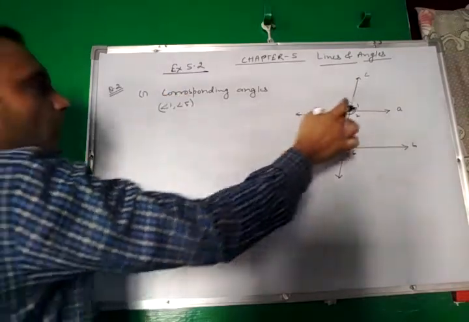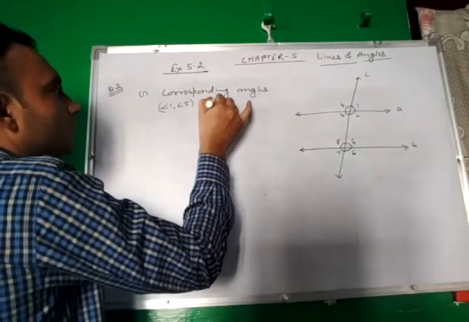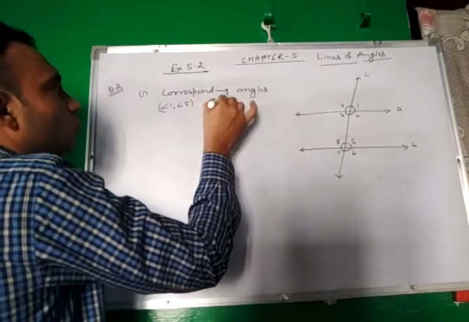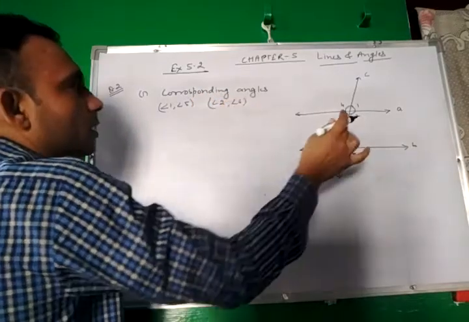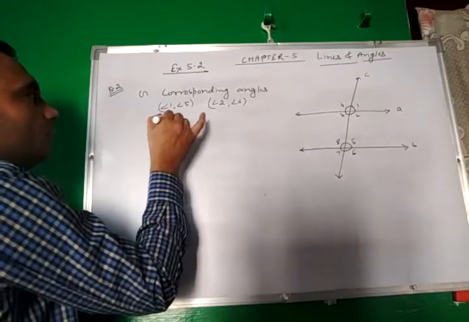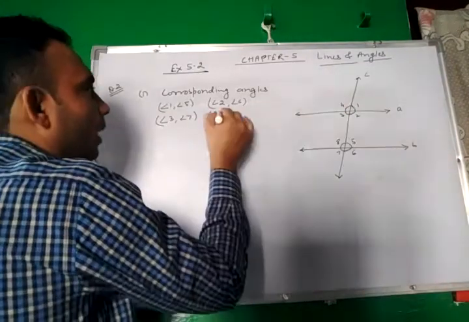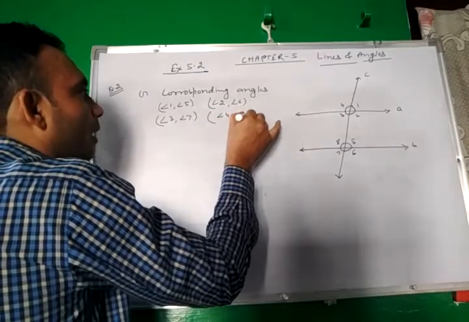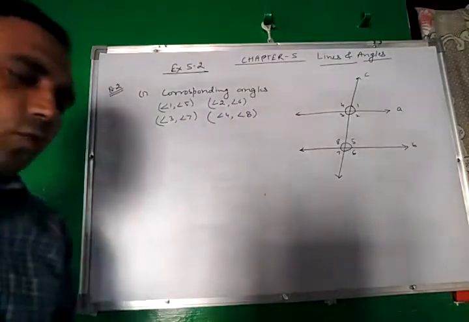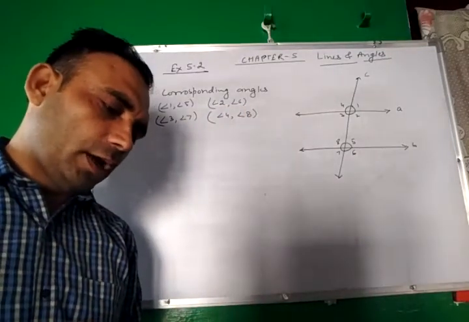First pair. Again, 2 and 6. Similarly, angle 3 and angle 7, and angle 4 and angle 8. These are 4 pairs of corresponding angles.